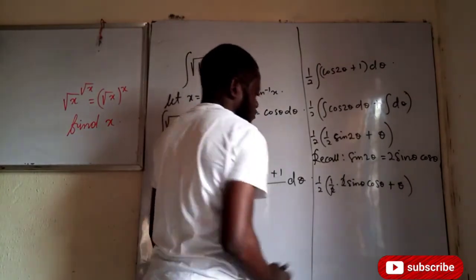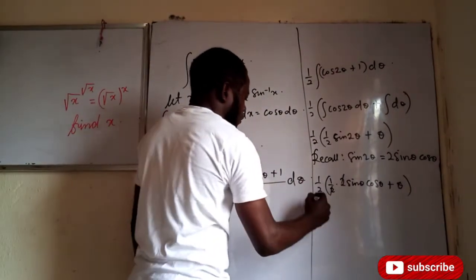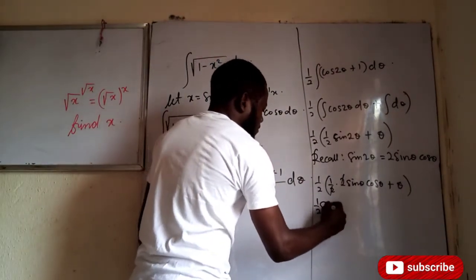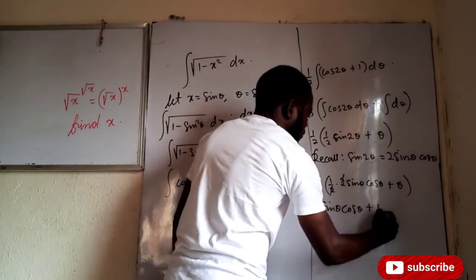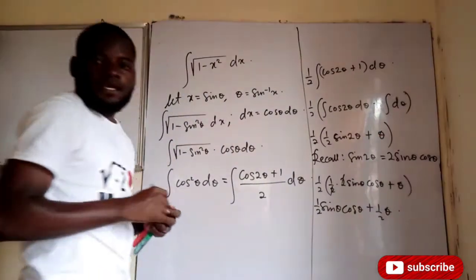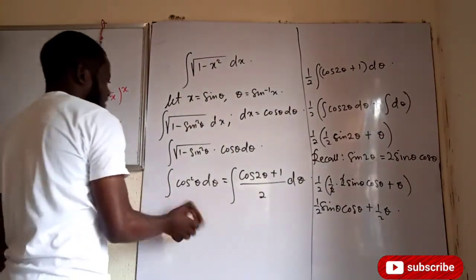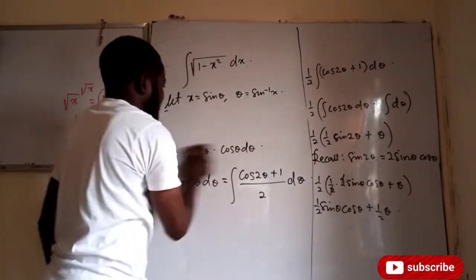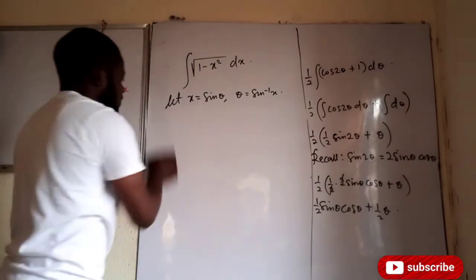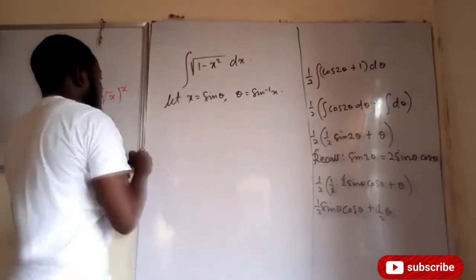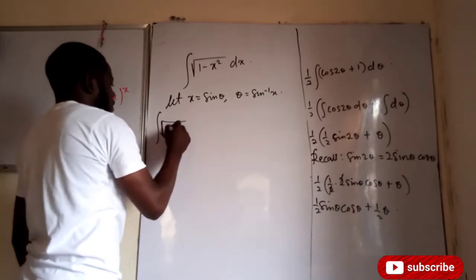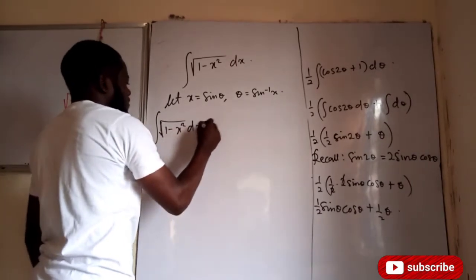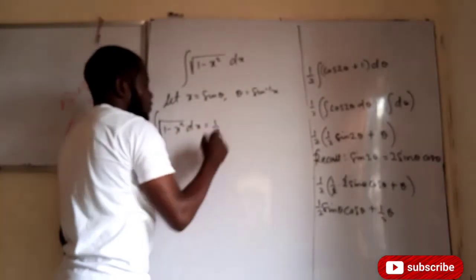So these 2 and these 2 can cancel, and I'll be having what? 1 over 2 sine theta cos theta plus 1 over 2 theta, like that. Okay, if that is what I have, I think we are progressing. So let me clean this like this. So we have that the integral of the square root of 1 minus x squared dx equal 1 over 2.